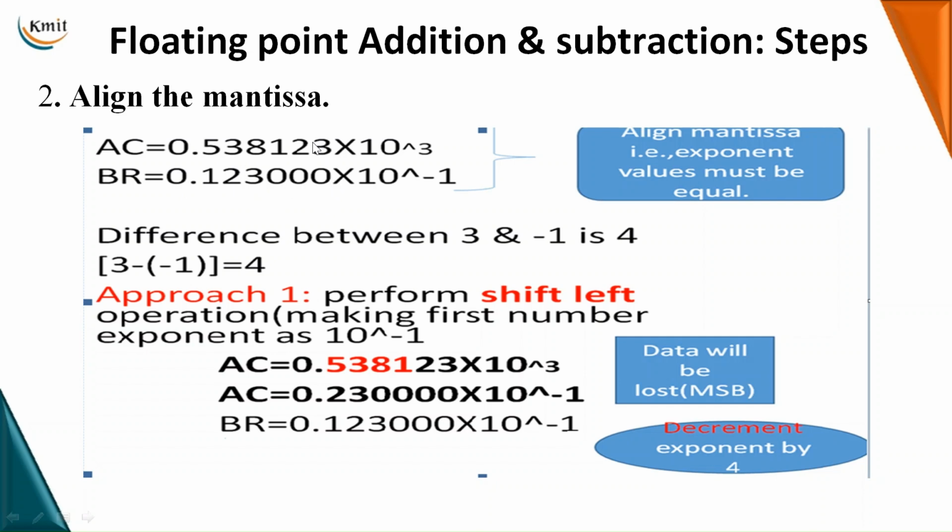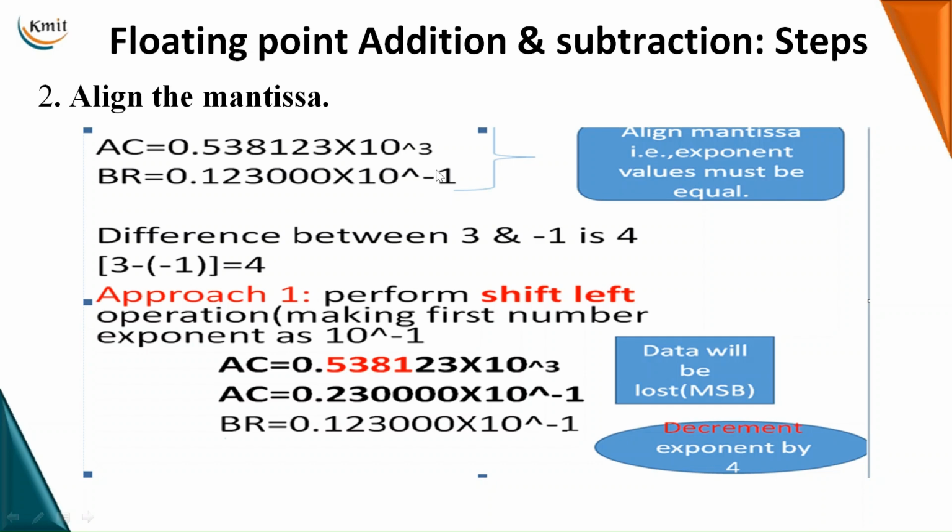In the next step, before implementing the addition or subtraction on the mantissa part of your data, you have to align your floating point numbers in such a way that both numbers have equal exponents. If you look at the exponent of AC, it is 3. The exponent of BR is -1. When you want to add these two floating point numbers, your exponents should be the same. Only then can you proceed with the addition or subtraction operation on these two numbers. So you have to align the mantissa part of your data in such a way that the exponents of both of your operands remain the same.